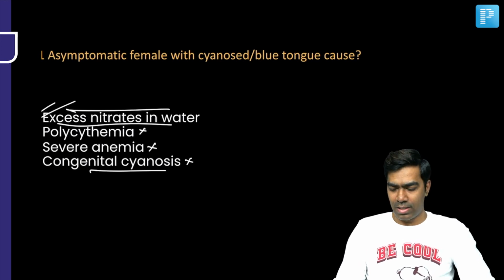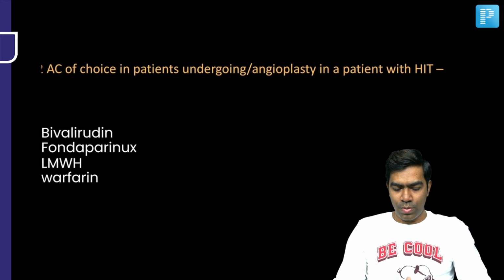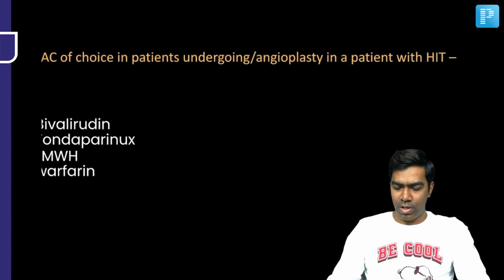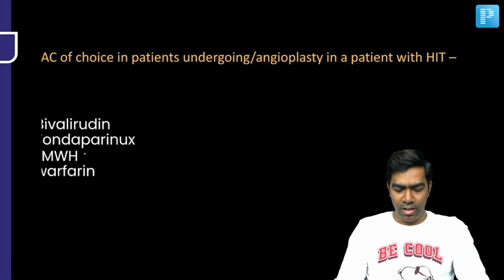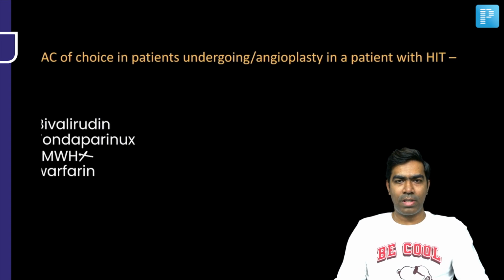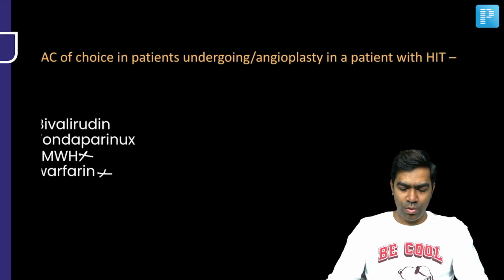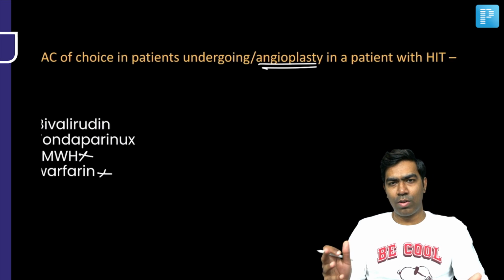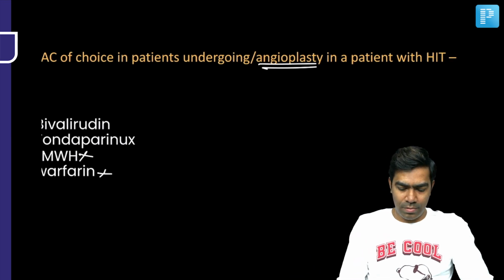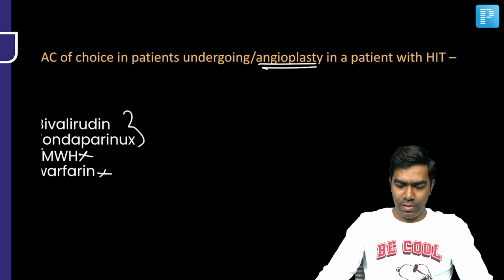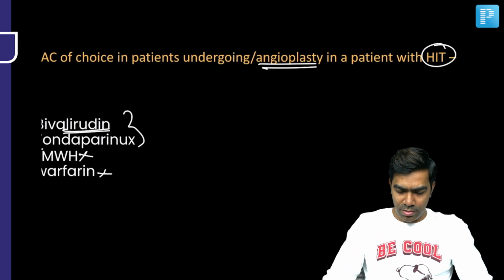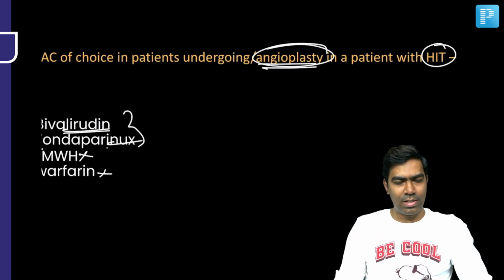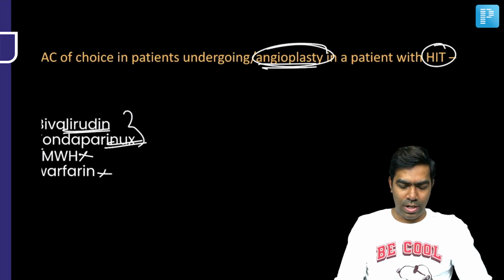And coming to question 12, anticoagulation of choice in patients who are undergoing angioplasty plus HIT, heparin-induced thrombocytopenia. So definitely you cannot use any form of heparin, including enoxaparin, in the setting of HIT. Warfarin cannot be used in angioplasty because oral anticoagulation has absolutely no role in the setting of angioplasty. So it's going to be either bivalirudin or fondaparinux, which are absolutely safe in the setting of heparin-induced thrombocytopenia. But I would prefer bivalirudin because we are talking about angioplasty. In angioplasty, fondaparinux is definitely inferior. It's not going to be able to provide enough anticoagulant cover. So the right answer is bivalirudin.